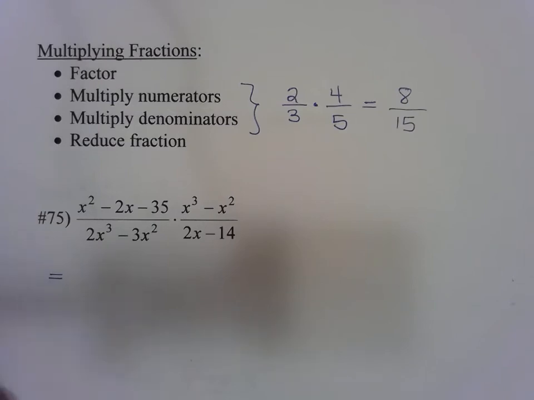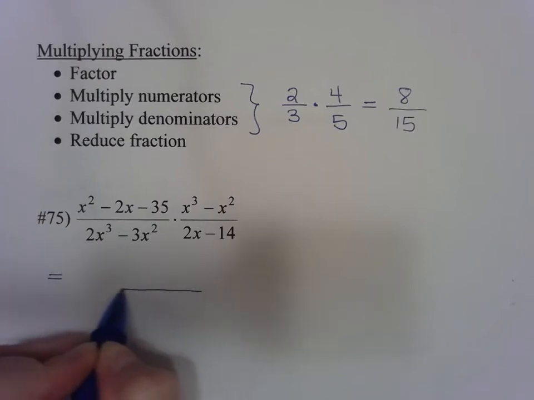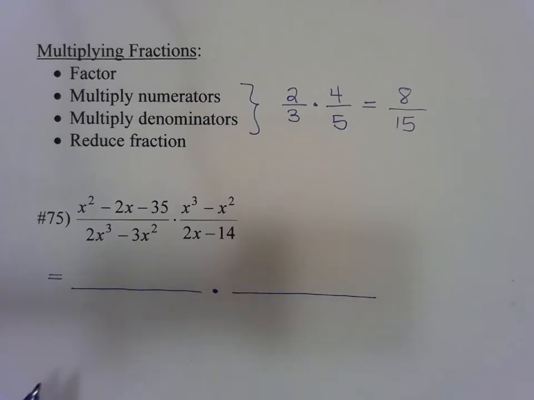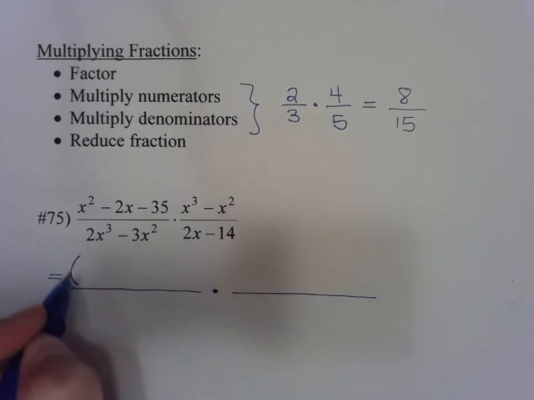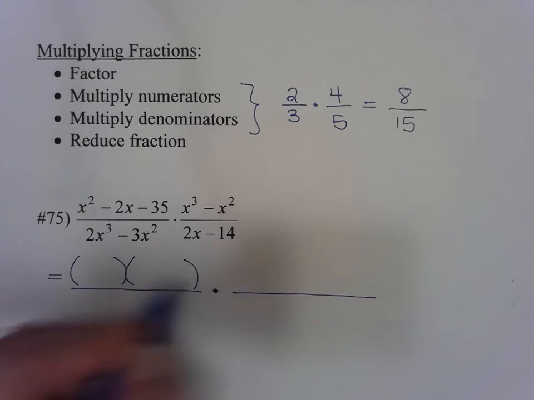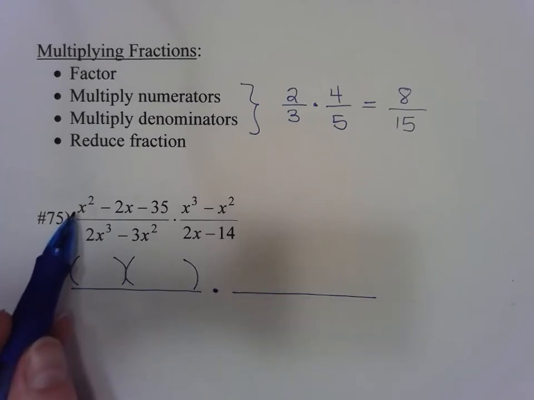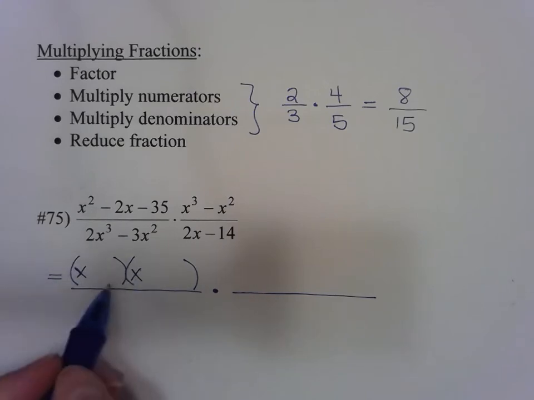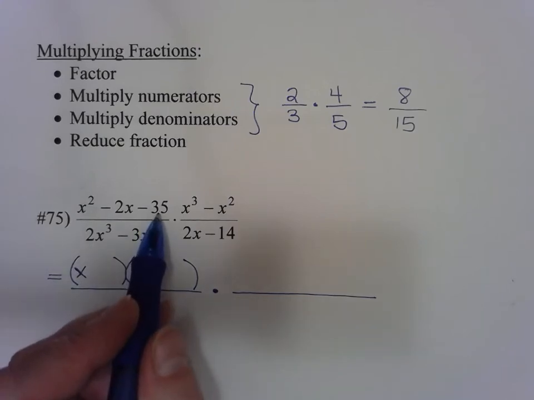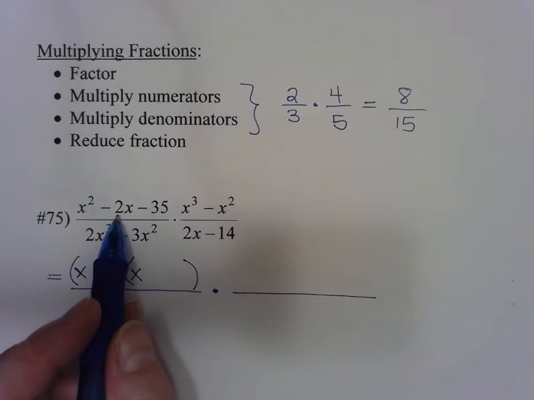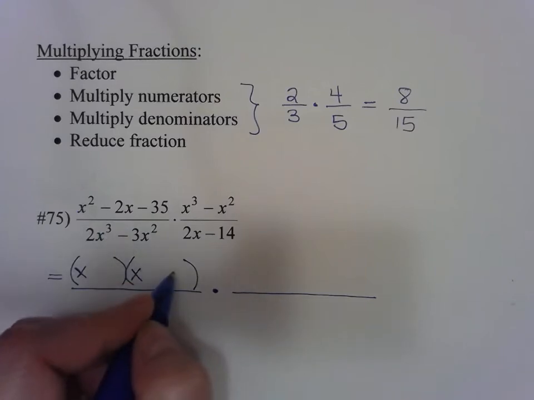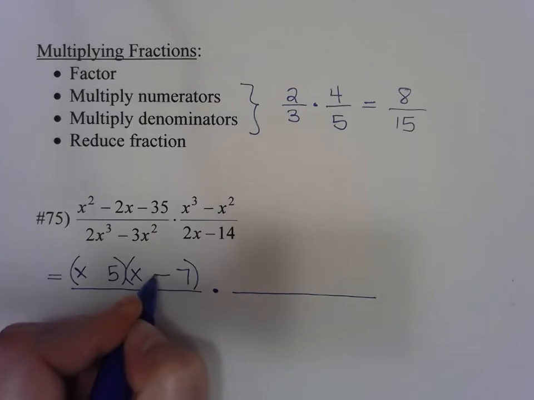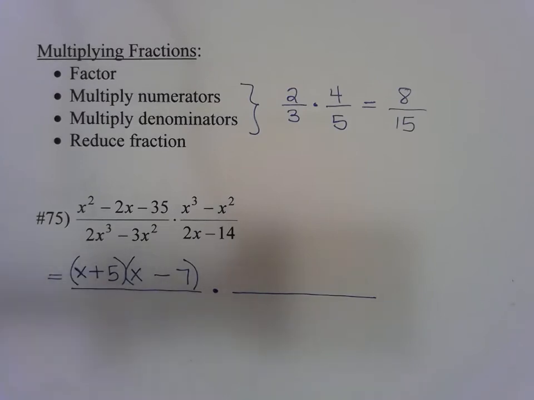All right, so let's try this one. First, we need to factor everything. So if I factor the top of the first fraction, I need two numbers that multiply to be 35 and subtract to be 2. And 7 and 5 are going to work. I want a -7 and a +5.